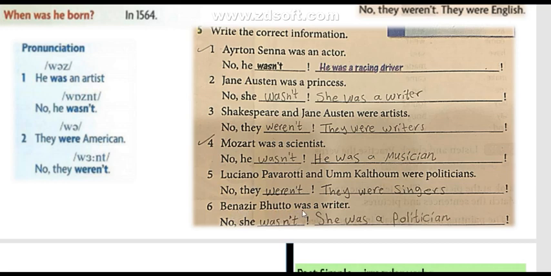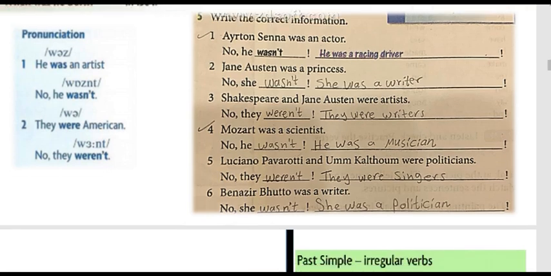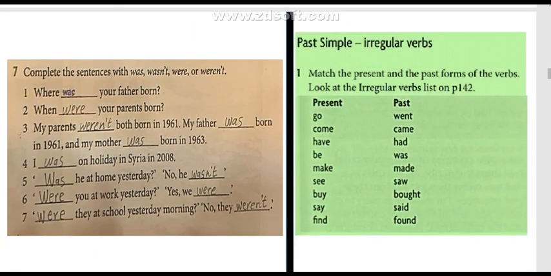Benazir Bhutto was a writer. No, she wasn't. She was a politician. Now we have to complete the sentences with was, wasn't, were, weren't. Was and wasn't are for singular. Were and weren't are for plural.